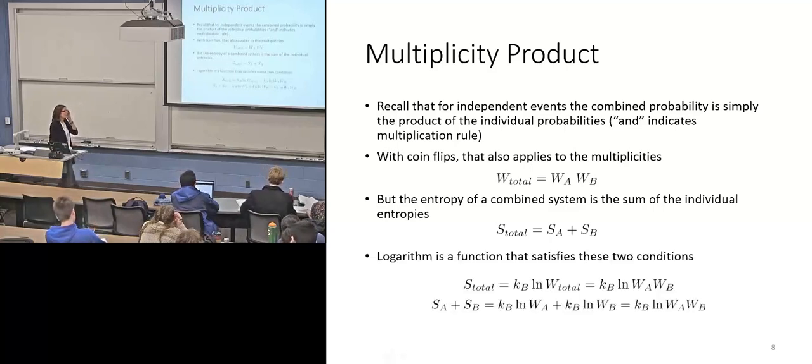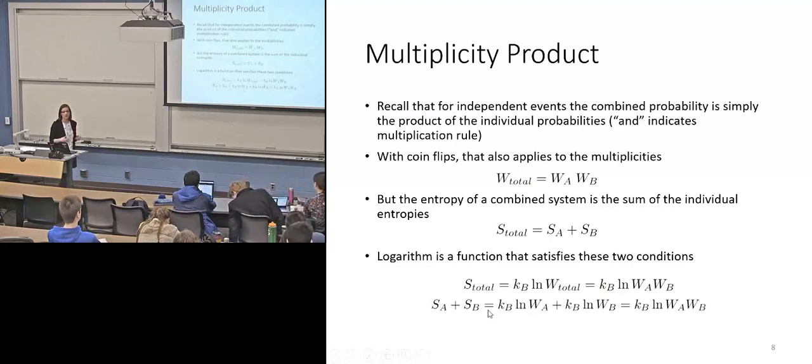And so this is showing you here: if you have S total equal to Boltzmann's constant times the natural log of the total multiplicity when you've combined two systems, this would be equal to Boltzmann's constant times the natural log of the product, multiplicity A times multiplicity B. We know by properties of logs we can then pull this apart and have Boltzmann's constant times the natural log of multiplicity B, plus Boltzmann's constant times the natural log of multiplicity A, and this is just the entropy of A, and this is just the entropy of B. So the natural log also lets us satisfy this condition.